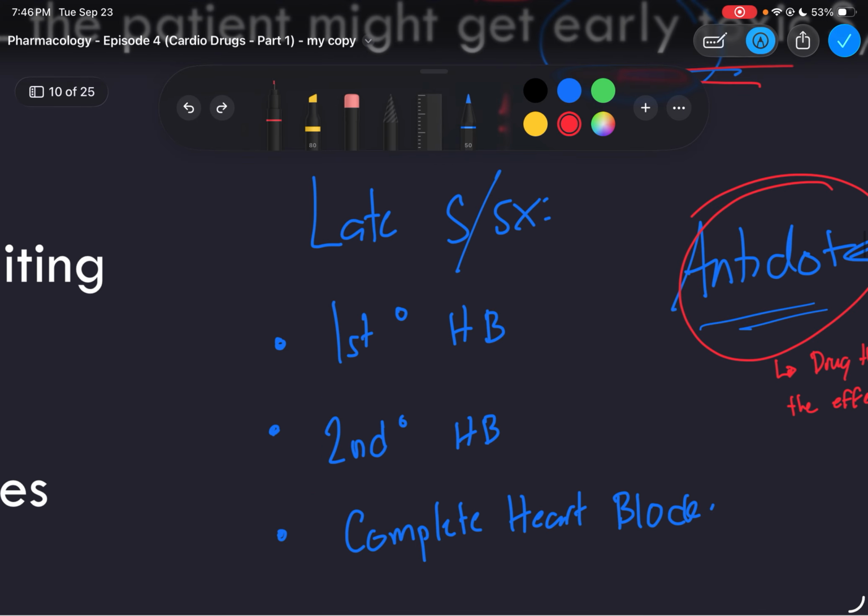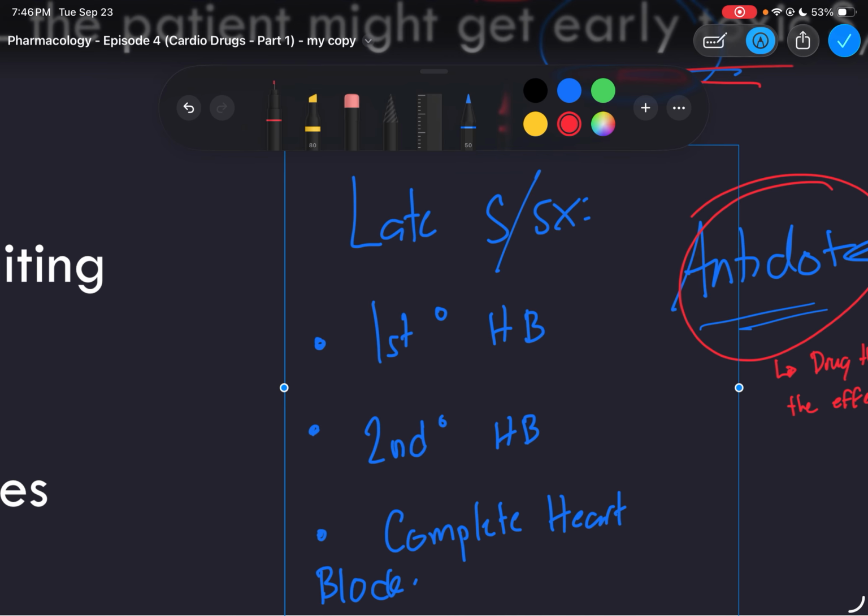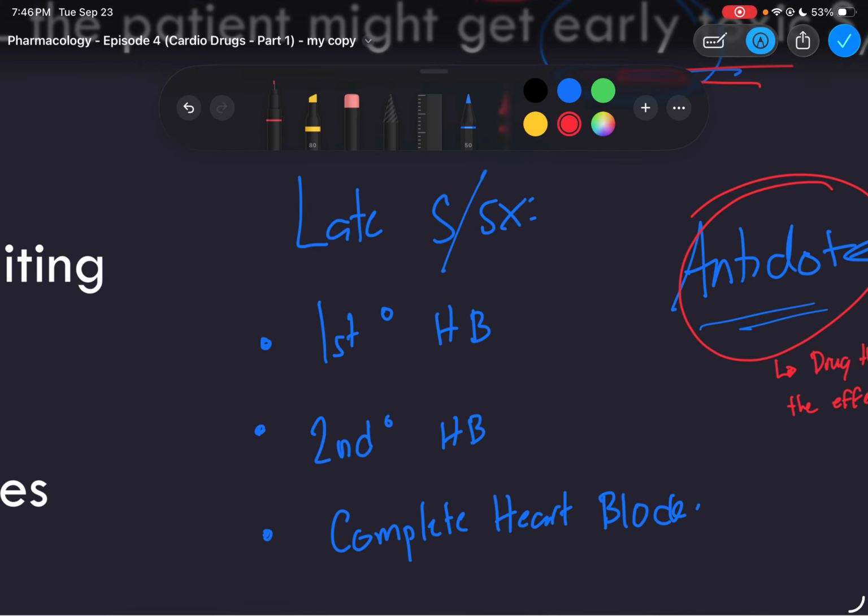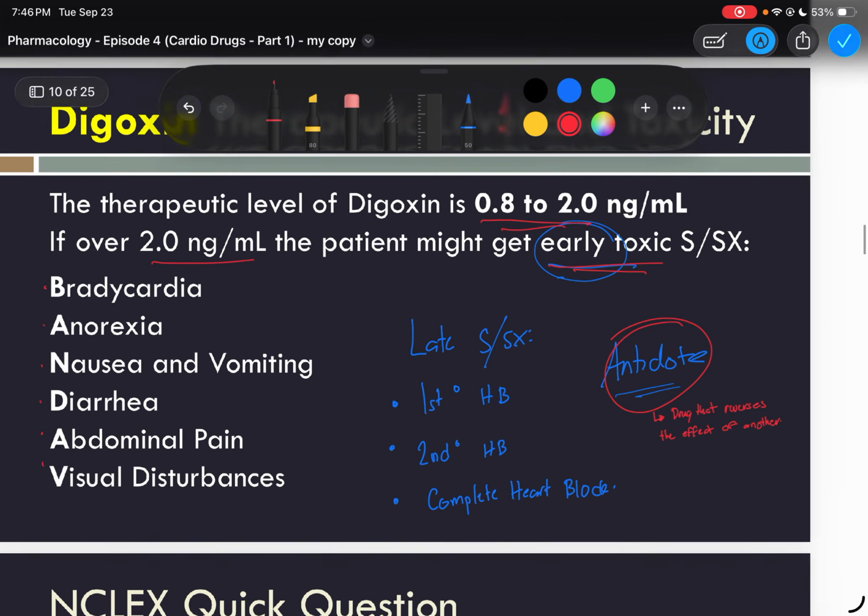We also have late signs, class. Our first degree heart block, second degree heart block, and complete heart block. Now, you'll learn more about those in your medical surgical nursing, no? So abangan nyo yan, okay?